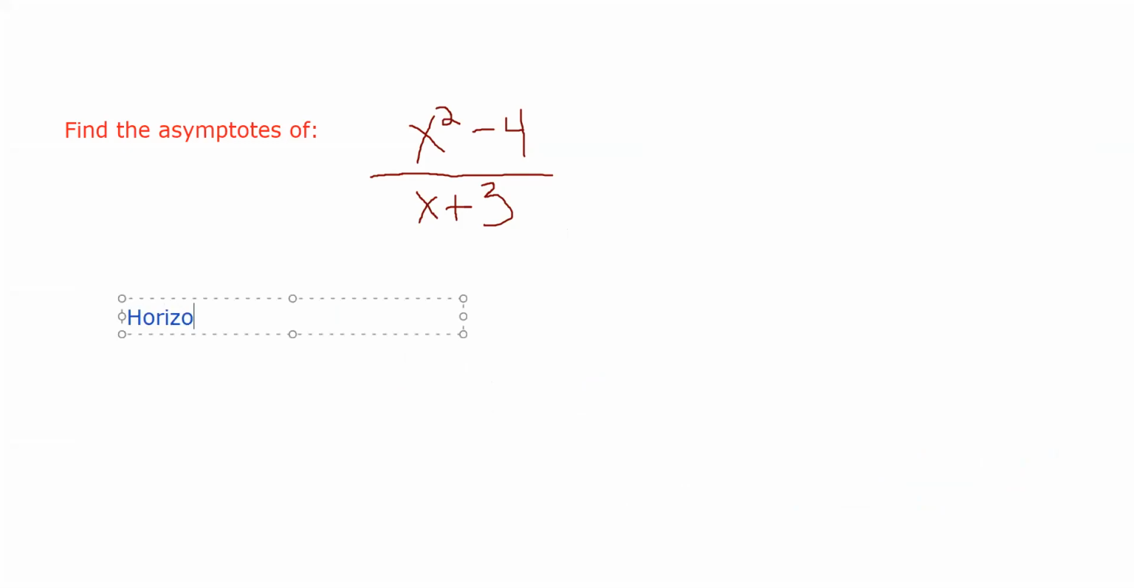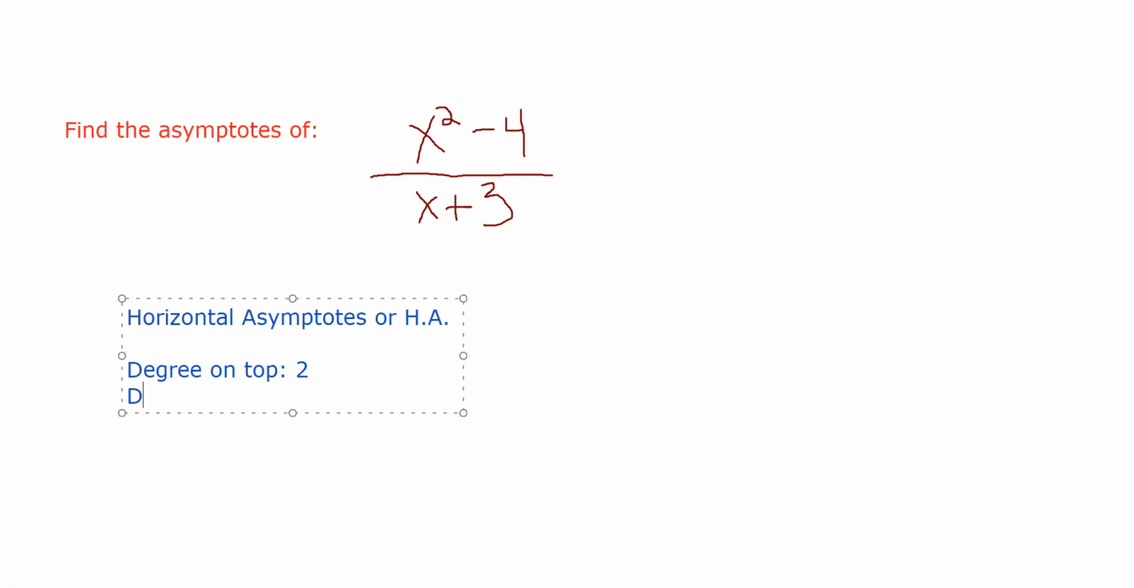Or HAs. This will occur, or remember, we need to compare the degree of the top to the degree on bottom. The degree on top here is 2. The degree on bottom is 1, because remember, there is secretly a first power on this x, even though it's not stated, that is the case. And so, remember our rules for horizontal asymptotes. We compare the degrees on top and bottom. I'll go through it again real quick.